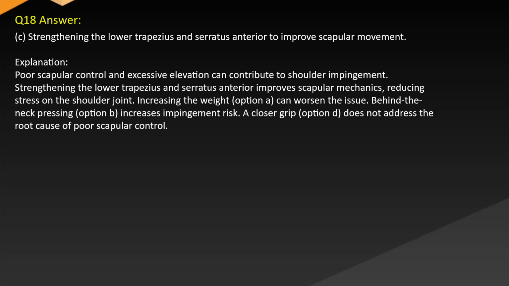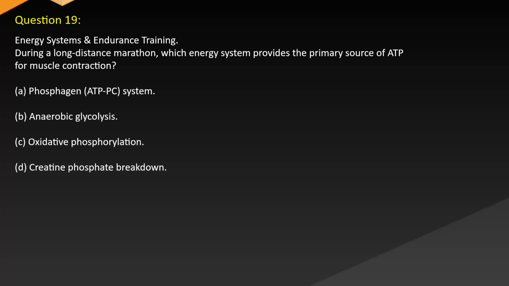Behind the neck pressing, option B, increases impingement risk. A closer grip, option D, does not address the root cause of poor scapular control. Question 19. Energy systems and endurance training. During a long-distance marathon, which energy system provides the primary source of ATP for muscle contraction?